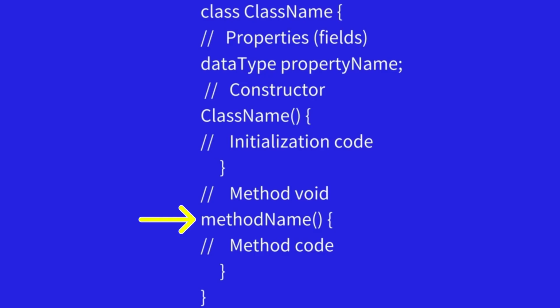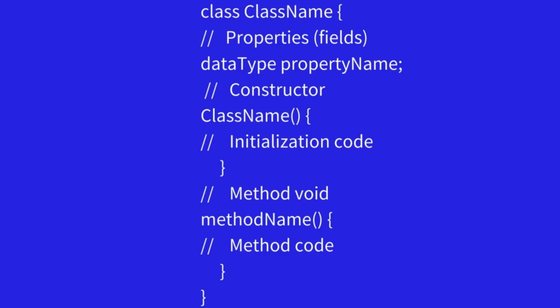The methods inside a class define what actions an object can perform. Methods are functions that can interact with properties, perform calculations, or modify the object state. For example, in a class for a car, a method named drive could increase the speed, while a method named brake could decrease it. When an object of a class is created, the constructor initializes its properties, and methods allow us to interact with and manipulate the object.